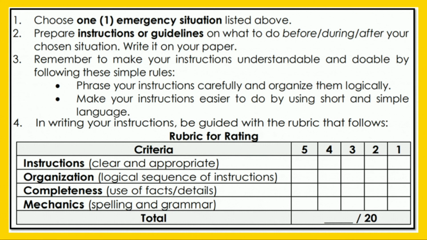Remember to make your instructions understandable and doable by following these simple rules. Phrase your instructions carefully and organize them logically. Make your instructions easier to do by using short and simple language. In writing your instructions, be guided with the rubric that follows. Instructions: clear and appropriate. Organization: logical sequence of instructions. Completeness: use of facts or details. And mechanics: spelling and grammar. For a total of 20 points.